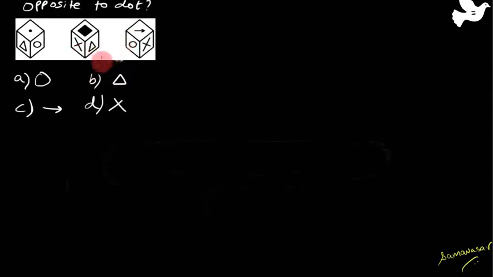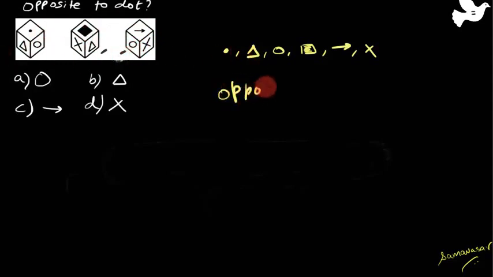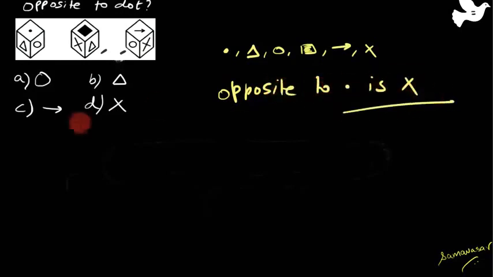Okay, now it says what is opposite to the dot. What are the symbols that I have? Let me just put them down. Dot, circle, square, arrow and cross. Now you can use the technique that I told you right in the beginning. I have 2 cubes here which do not have the dot. Also there is only one symbol common between these 2 cubes, which is the cross. Everything else is unique. So this means what is opposite to the dot is cross. Simple, no calculation, nothing to be done.